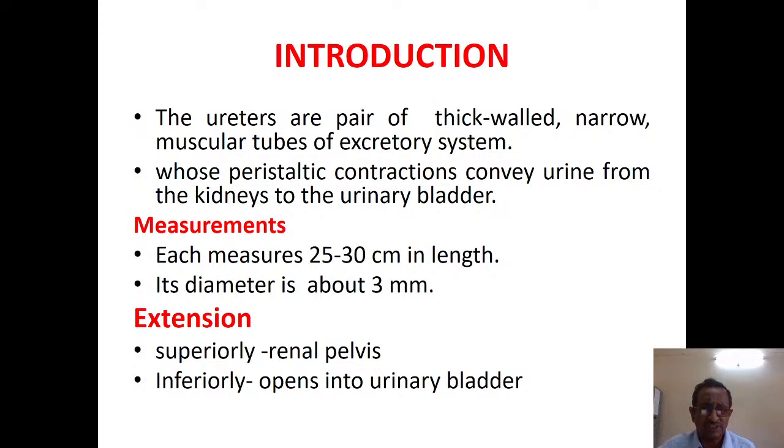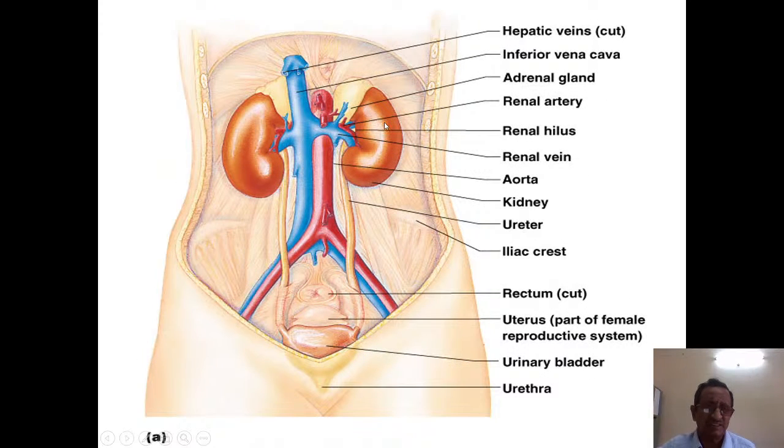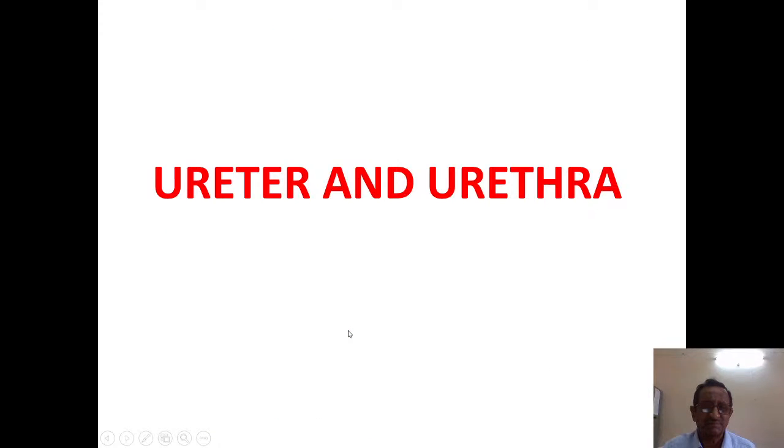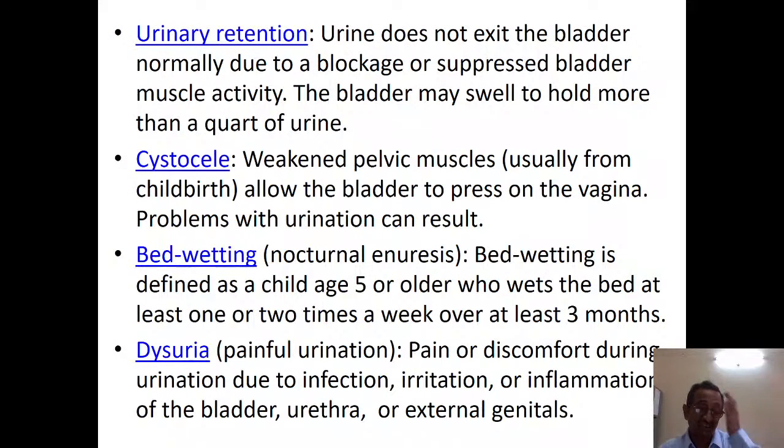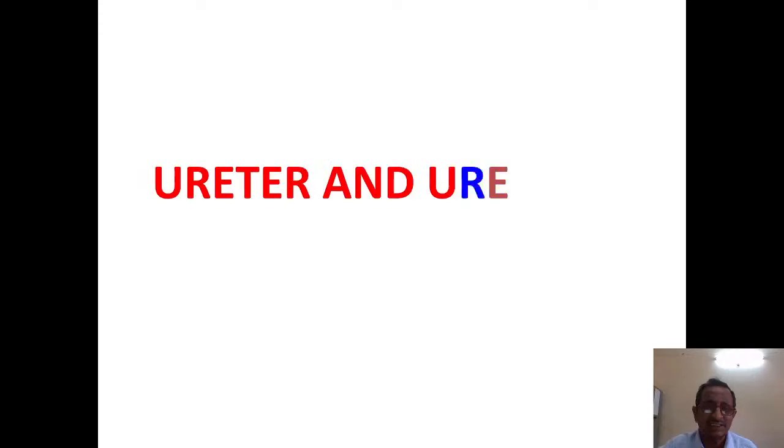and it is about 25 to 30 centimeters in length and 3 millimeters in diameter, and it has three constrictions. One is at the pelvic junction, another is at the pelvic bone brim, and the other is at the entry of the urinary bladder. So here, this is at the pelvic junction, at the pelvic brim, and at the entry of the urinary bladder. Of course, the urinary bladder we have just finished, and now we go to the skin as an excretory organ.